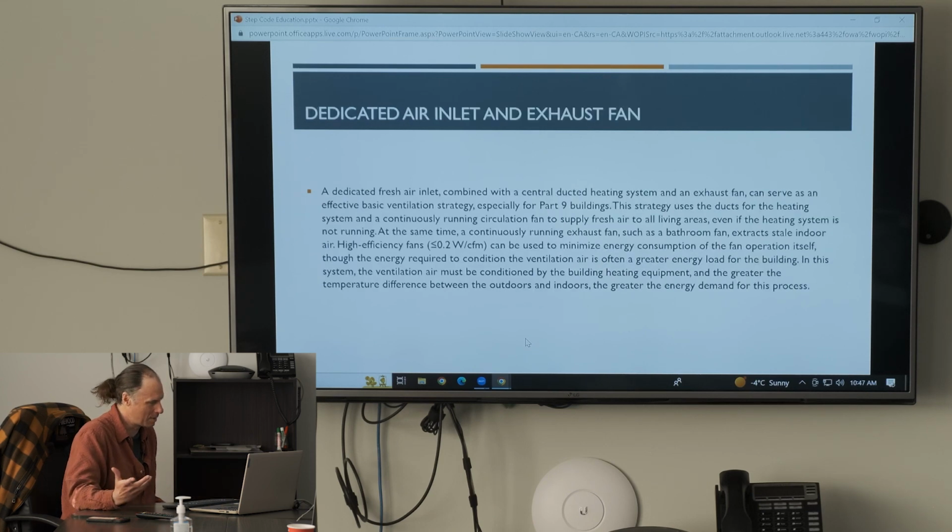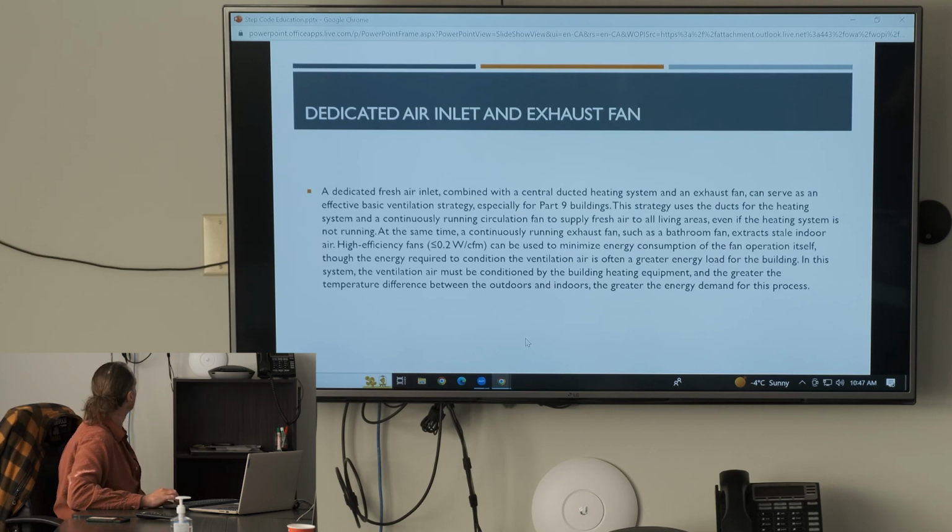So one way to provide this ventilation is through a dedicated air inlet and exhaust fan. A dedicated fresh air inlet combined with a central ducted heating system and an exhaust fan can serve as an effective basic ventilation strategy, especially for Part 9 buildings. This strategy uses the ducts for the heating system and a continuously running circulation fan to supply fresh air to all living areas.